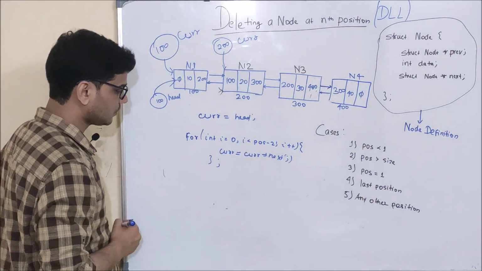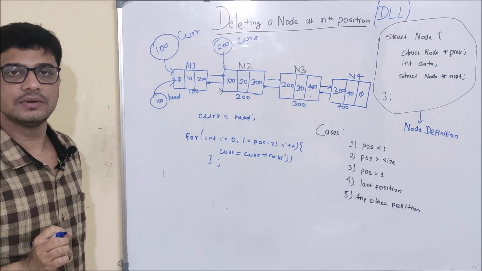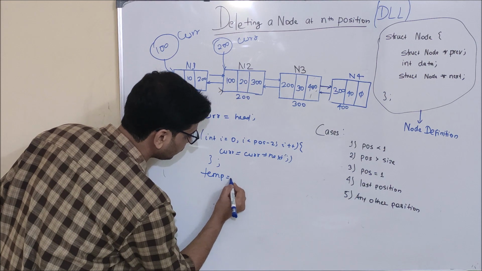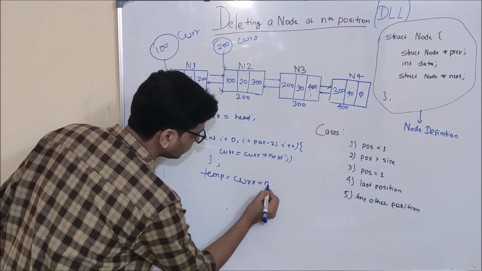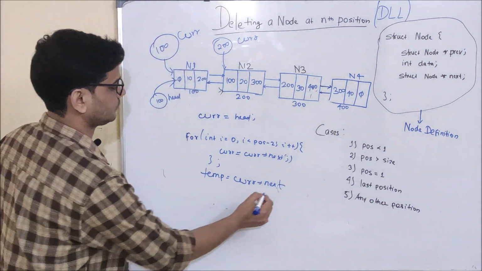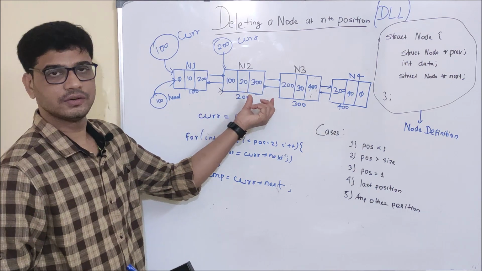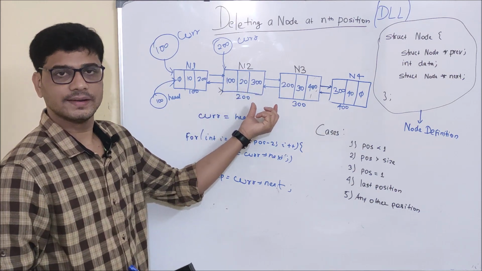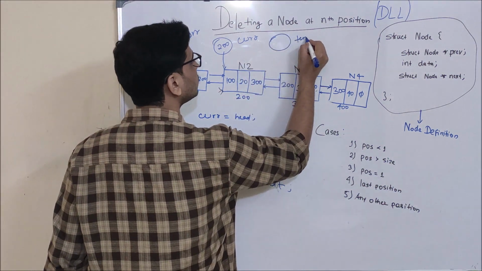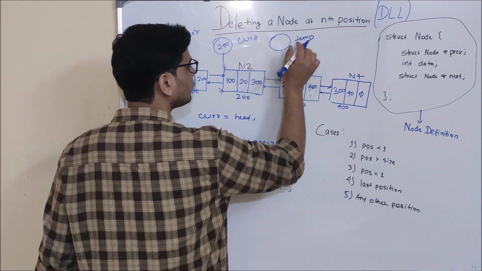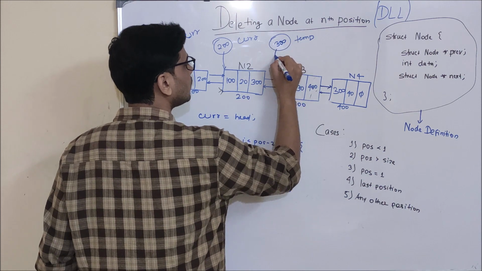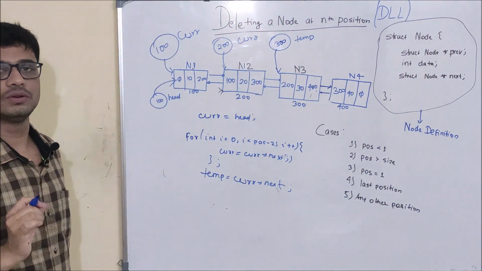Okay. Then what are we going to do? We have a temp pointer which will hold the address of the node to be deleted. So in temp we will put current dot next. And what is current dot next? See, current is pointing to node 2. So current dot next will be the next part of node 2, which means suppose this is our temp pointer. In this temp pointer, I am going to put this one, that is 300. That means temp will start to point to node 3.